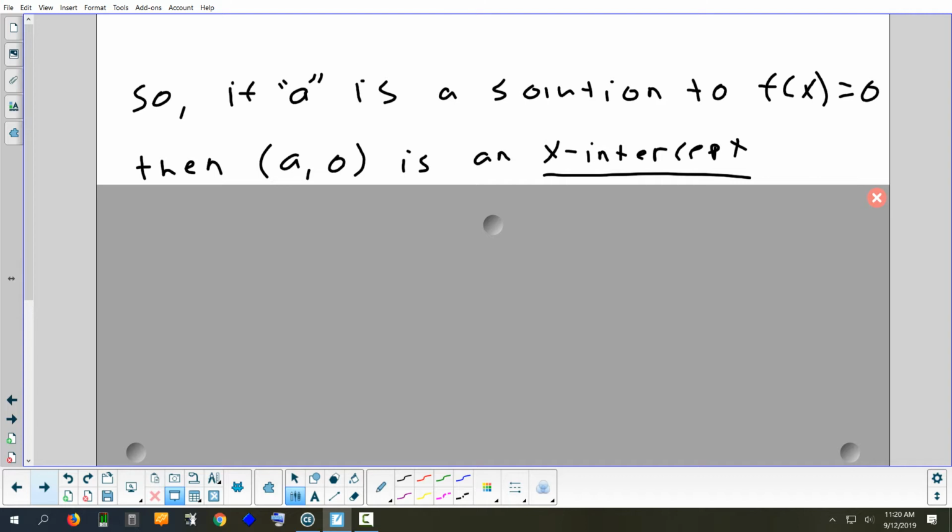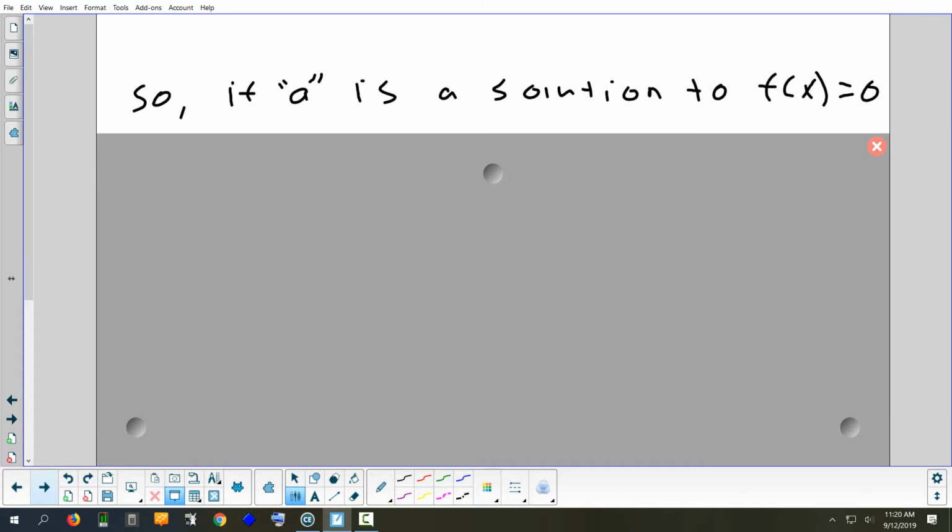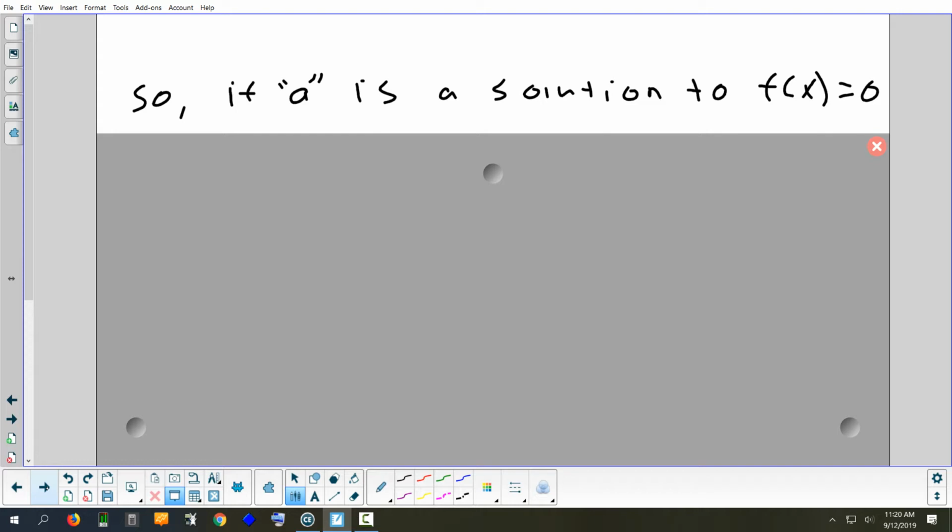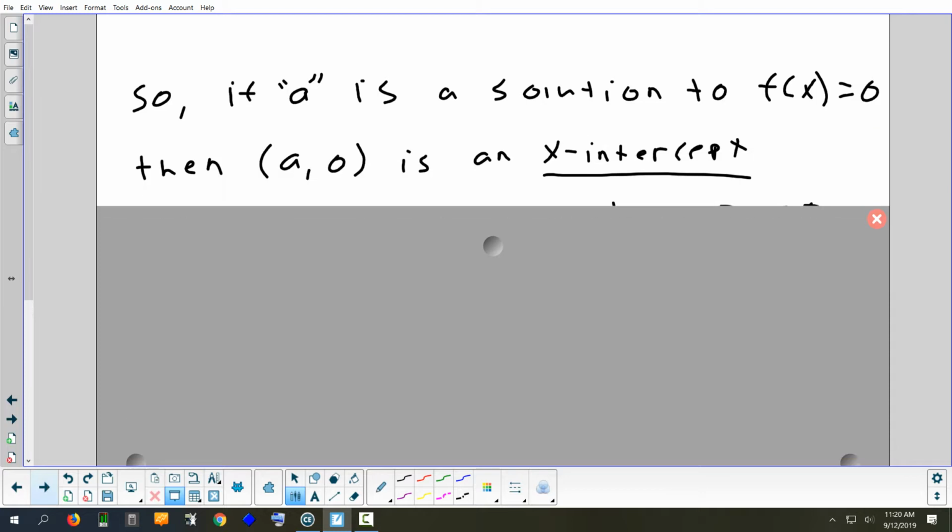So, if a number is a solution to the equation f of x equals 0, let me go back and look at the one we had. All right, -1 was a solution. So if -1 is a solution to the equation f of x equals 0, then that number, comma 0, is the coordinate of the x-intercept. So -1, comma 0 was one of the x-intercepts in that graph. I think the other one was 1/2, so 1/2, comma 0 would be an x-intercept, and 2, comma 0 would be an x-intercept.